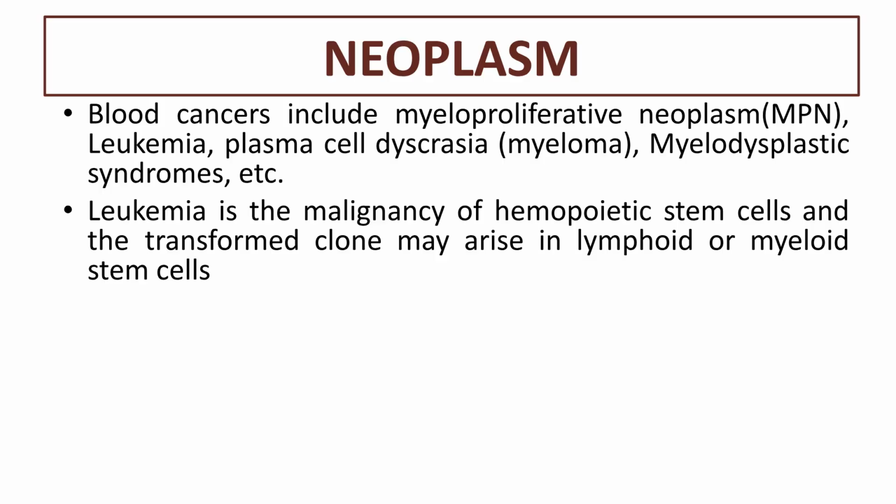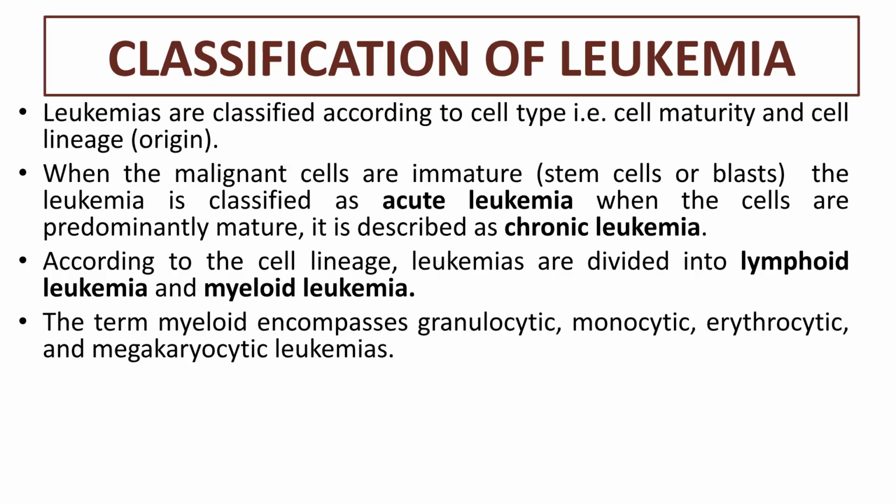Leukemia is the malignancy of hematopoietic stem cells, with the transformed clone arising in lymphoid or myeloid stem cells. Leukemias are classified by cell maturity and cell lineage. Acute leukemia involves immature malignant cells, while chronic leukemia involves predominantly mature cells. Based on lineage, leukemias are divided into lymphoid and myeloid types, with myeloid encompassing granulocytic, monocytic, erythrocytic, and megakaryocytic leukemias.